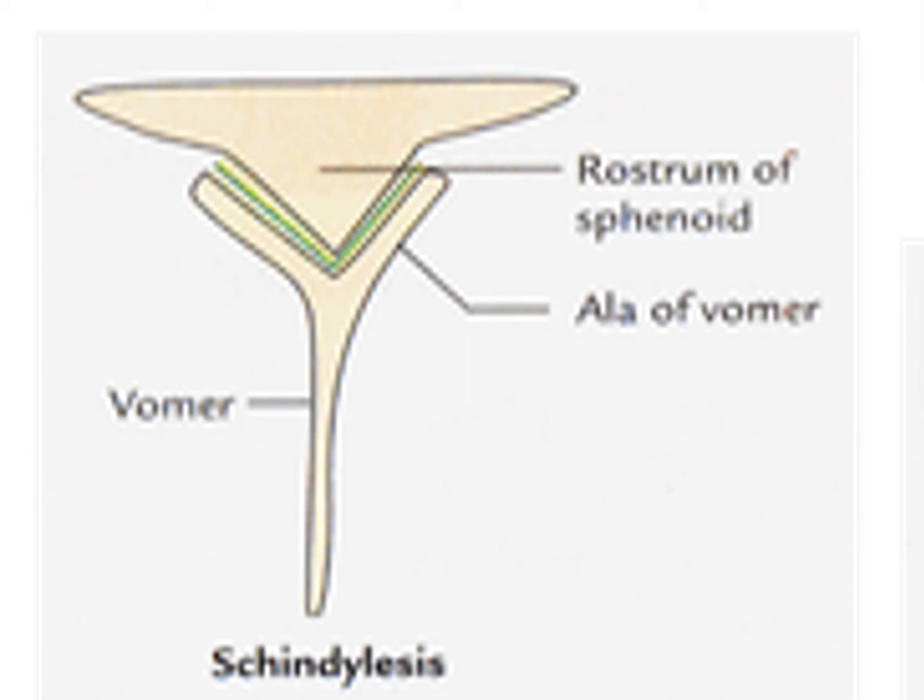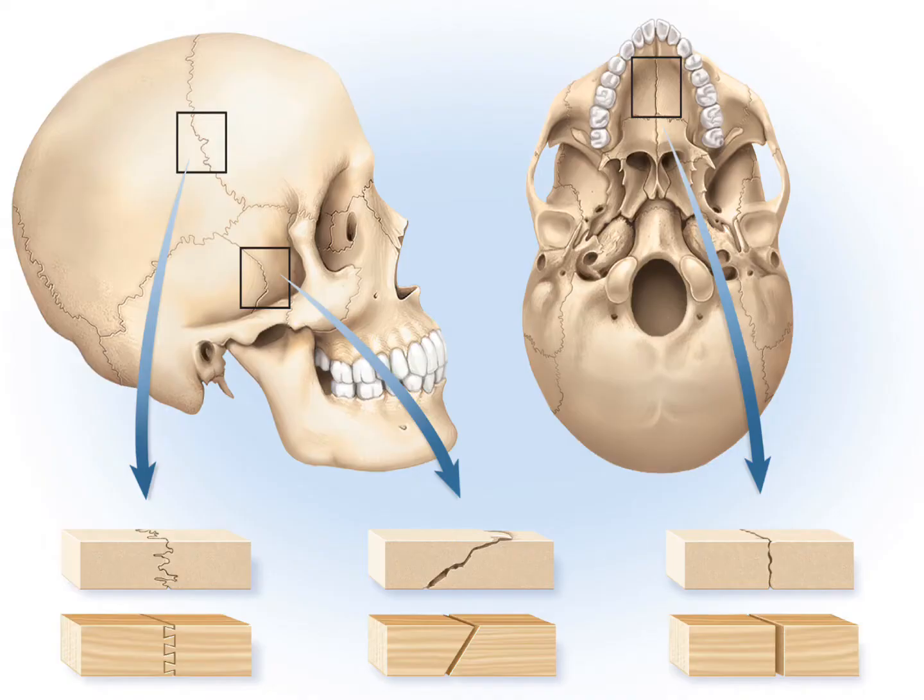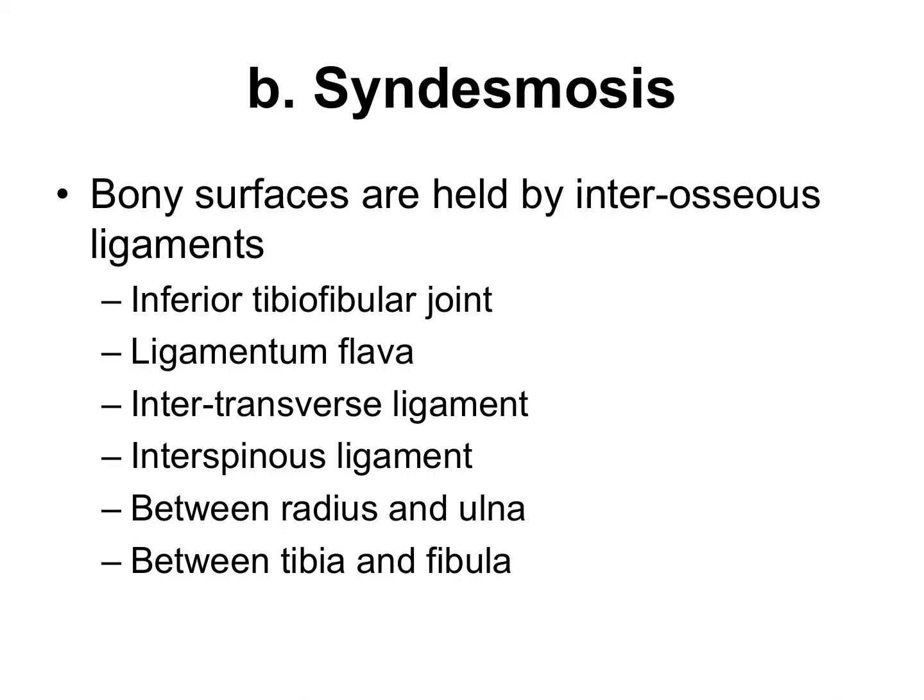That forms the schindylesis. Where is this joint located? Here, on the posterior surface of the palate and between the basi-occiput. You can appreciate here the vomer and the sphenoid bone. The second major type of the joint is the syndesmosis.